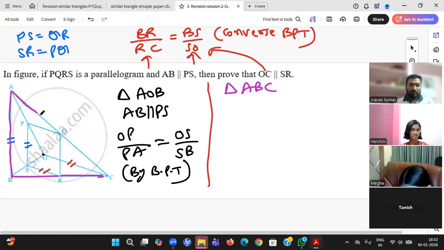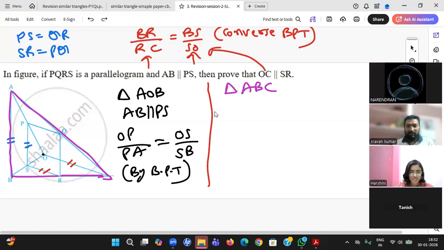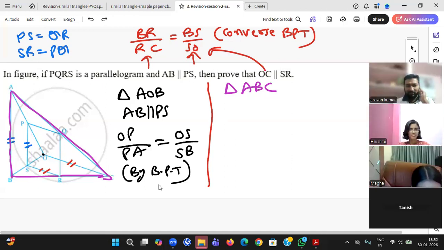So then the same thing, AB parallel to PS. Okay, then what will happen? Where is PS? You are taking the big triangle. Whatever that cutting should be, that should be on the big triangle. You see, PS is not cutting the big triangle. Only AB is cutting. If something like this is there, then you can apply BPT. But PS is not for the big triangle. Yes, Narendran?